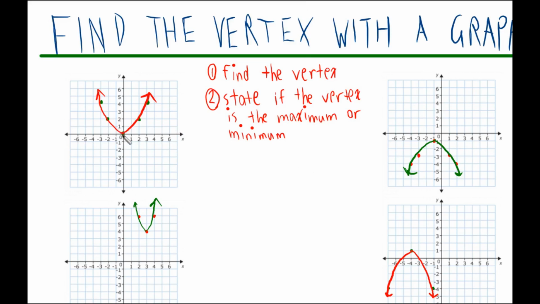So for this first example, let's do it together. We're going to find the vertex and state if it is a maximum or a minimum. So to find it, you just look at, for this case, a is positive, a is greater than 0, and the lowest point is 0, 0. So that means our vertex is 0, 0. So now we have to state if it's a maximum or minimum. Remember, if our a is positive, the graph only gets bigger from there. So that means the vertex is the lowest point or the minimum when a is positive. So we have a minimum.